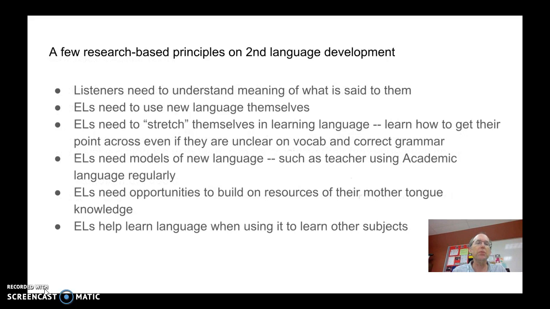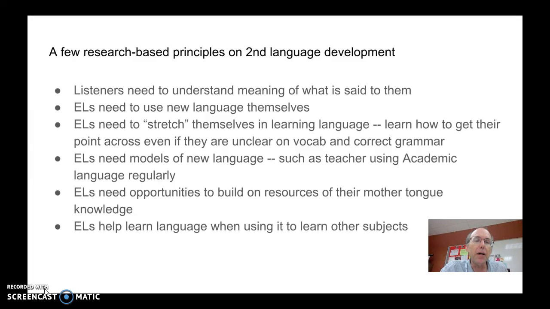She goes on to list briefly some research-based principles on second language development. So listeners need to understand what the meaning is of what is said to them. They need to use the new language themselves. They need to use their language to stretch themselves, to try to learn how to meet challenges in getting their point across, even if they don't have the vocabulary and grammar immediately at hand. So the actual process of getting meaning across as best they can actually helps them with their language capacity.